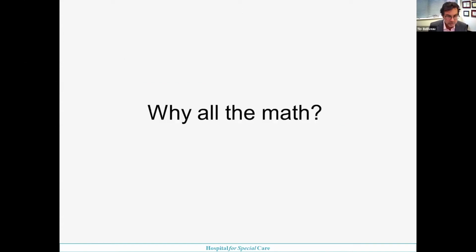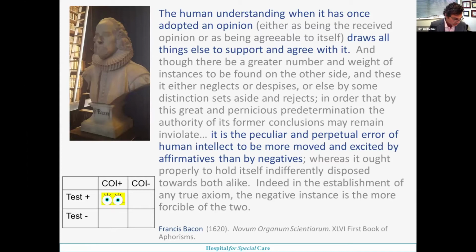So the point of departure for this is why all the math? Why do we need all of this? The crux of it is that there's been decades of research in psychology as well as behavioral economics about the pitfalls of human judgment. There are too many references for me to provide for this, so I'm just going to hit upon a few, going back as far as Francis Bacon and his work, The New Organon, essentially an introduction to the scientific method. I'll just point out a few quotes from Francis Bacon.